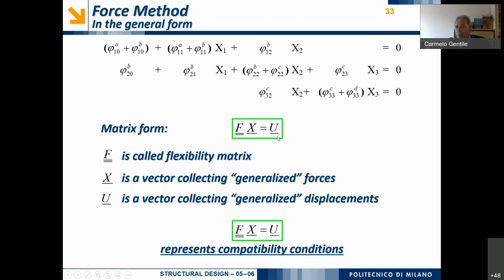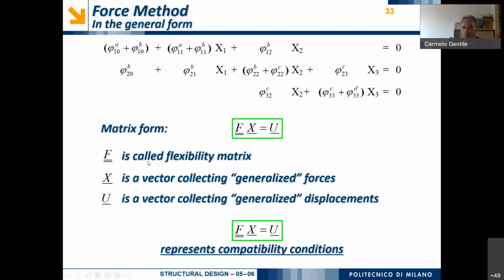So let's look at the vector on the right-hand side. This vector, collecting terms that are known, contains rotations in case the unknowns x are bending moments. In case the redundant actions are forces, it might contain displacements.